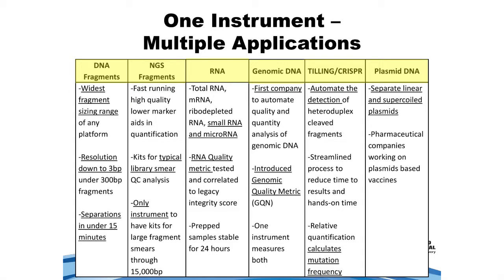If you're interested in CRISPR or are doing TILLING, we have reagent kits that can automatically analyze your heteroduplex cleaved fragments typical of the CRISPR-Cas9 gene editing events. And lastly, we have gels for looking at plasmids, both linear and supercoiled plasmid DNAs.